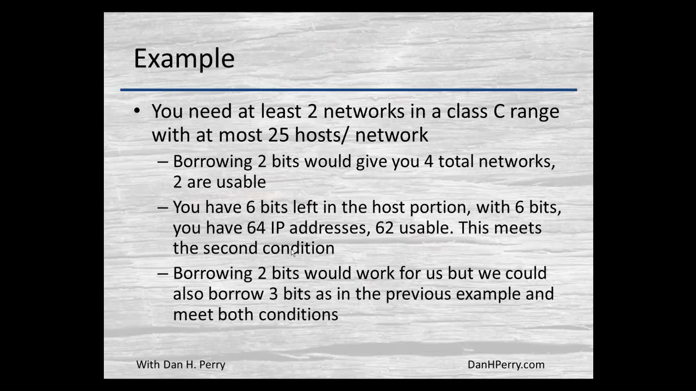Okay. Well, what if we need 2 networks in a Class C range with 25 hosts in each network? Well, there, borrowing 2 bits, 4 networks, 2 usable. Okay, we're good there. 6 bits left, that's 64 IP addresses. That's many more than the 25, so that would work. So we could borrow 2 bits. Now, if we borrowed 3 bits, that would also work in this example. Looking at the previous one, that gives us more than 2 usable networks with 30 hosts each, so we would be okay to borrow either 2 or 3.